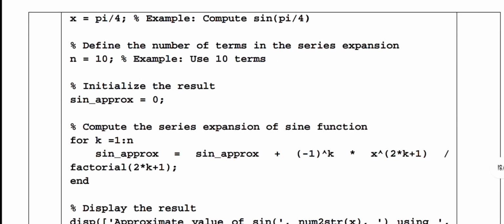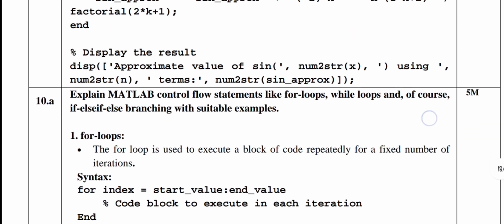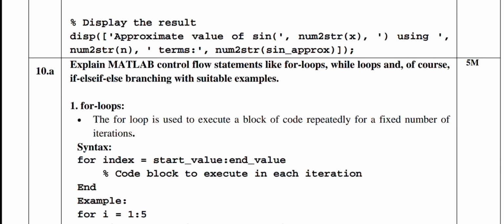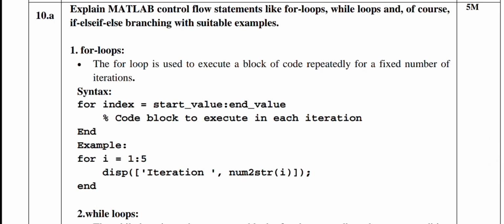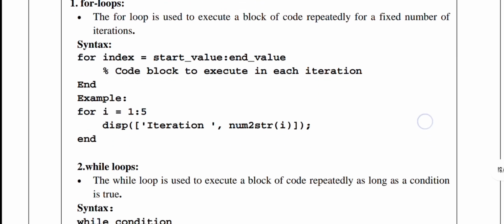You can take the note down, guys, it is very lengthy. Explain MATLAB control statements like for loop and while loop, and of course if-else branching, with suitable examples. First we have to take the for loop. Why do we use the for loop in MATLAB? First we have to write a small note on the for loop and its syntax.